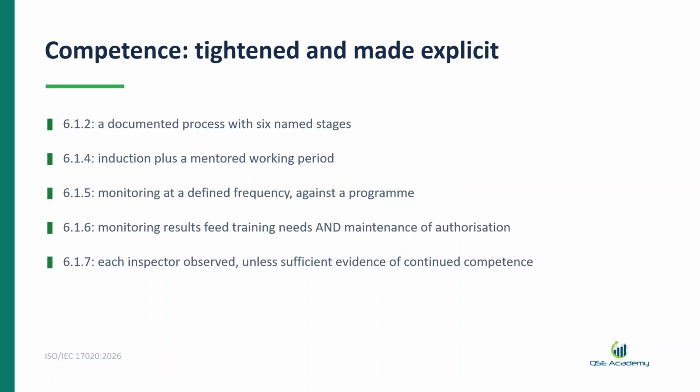6.1.5 requires a monitoring program with a defined frequency, and its note suggests designing it around the risks and complexities of the inspections, previous monitoring results, technical or legislative developments, and inspections using new technology. 6.1.6 makes monitoring results feed 2 things: training needs and the maintenance of authorization. So monitoring has consequences now. And 6.1.7 keeps observation with a defined escape route if you hold sufficient evidence of continued competent performance, and the note lists what that evidence can be.